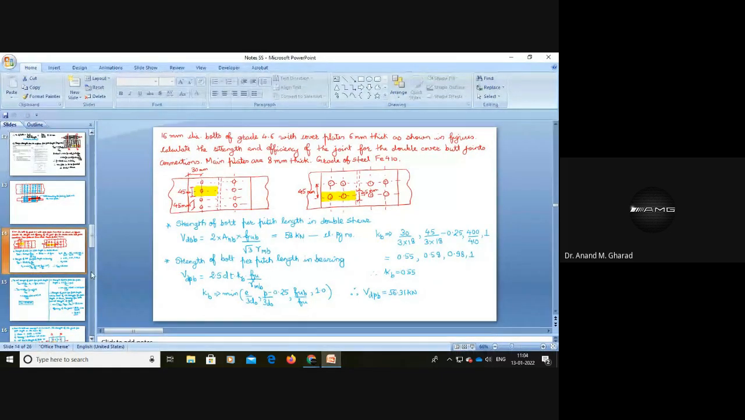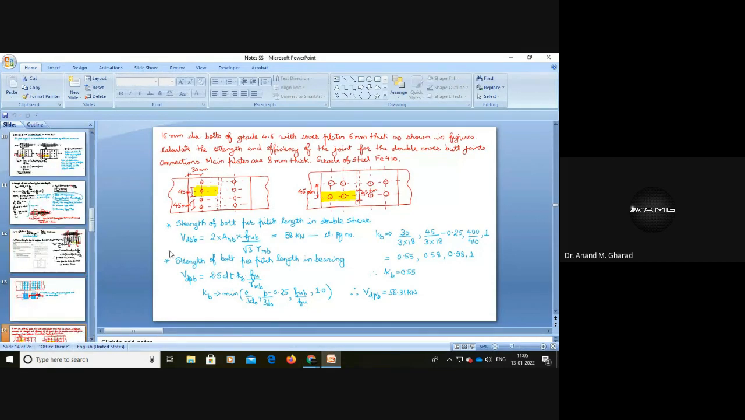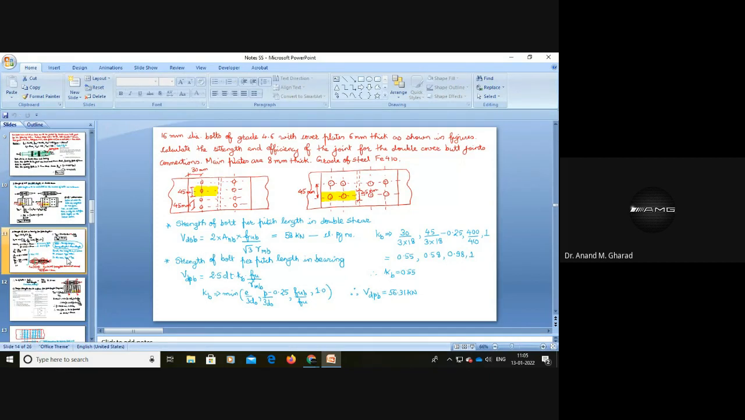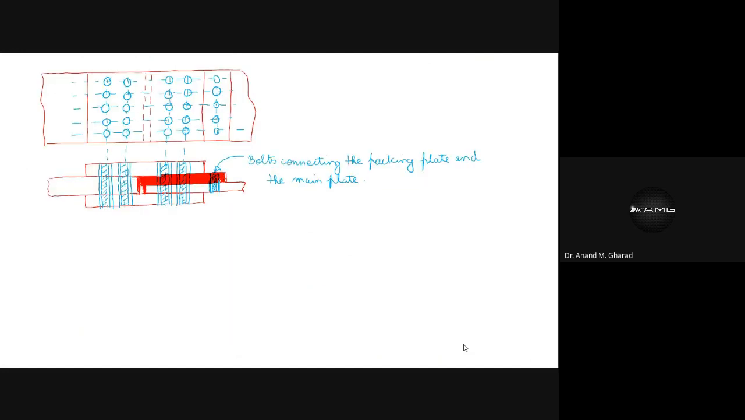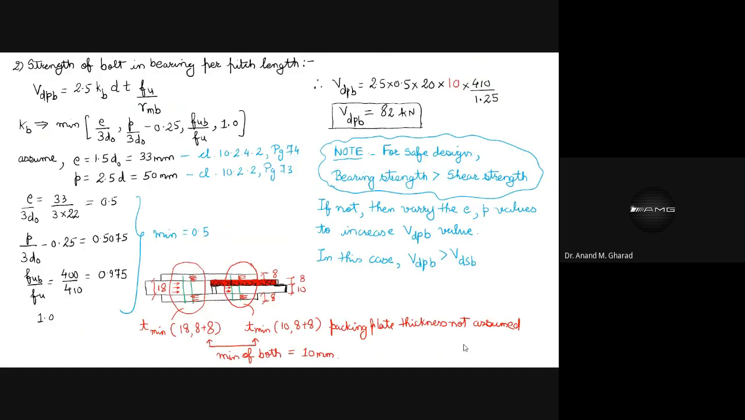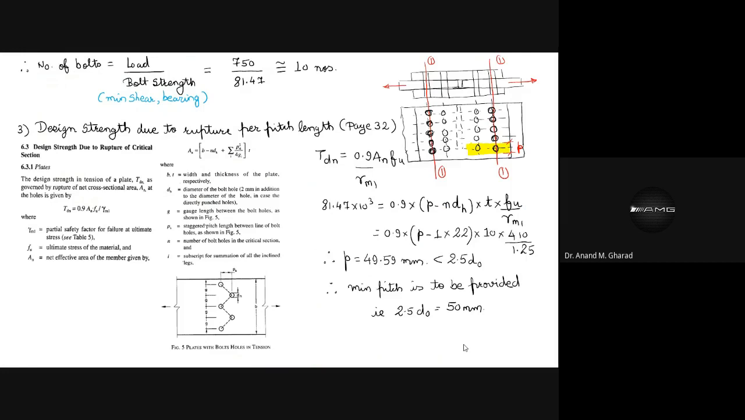So in the earlier lectures, if you remember, we have covered this numerical where we have found out the efficiency of the joint, isn't it? Before that, just let me know if you have understood the concept of this critical section or not. Please unanimously tell me. Okay, fine. ठीक है. So we have seen how to calculate the number of bolts based on only two parameters.